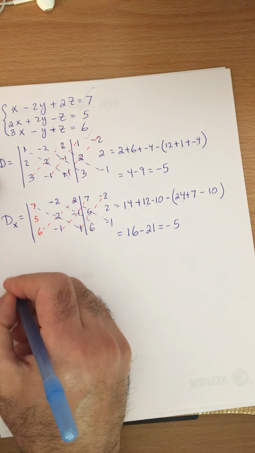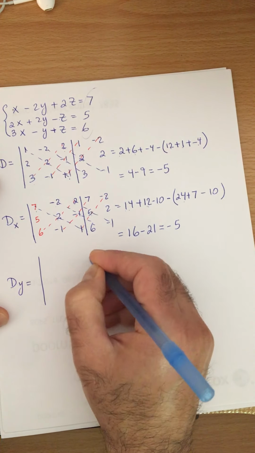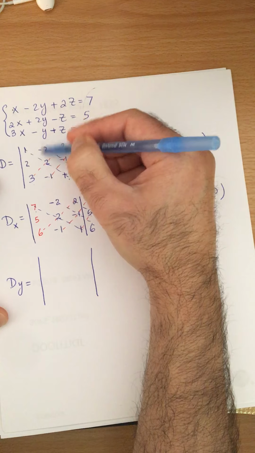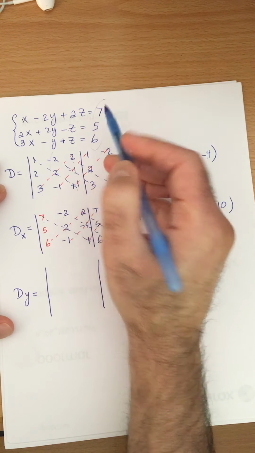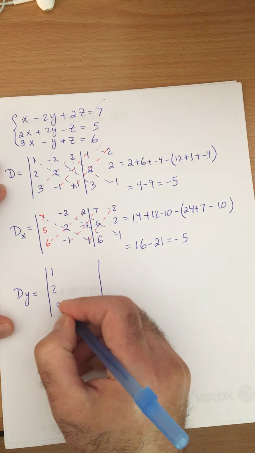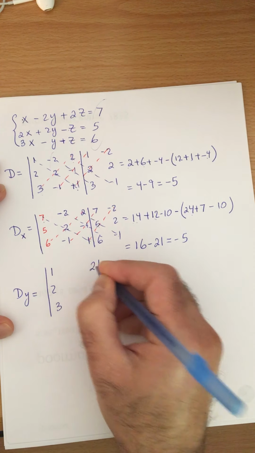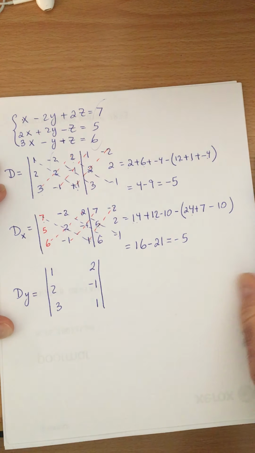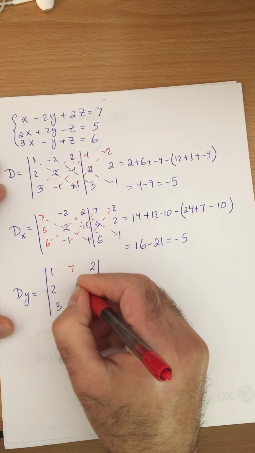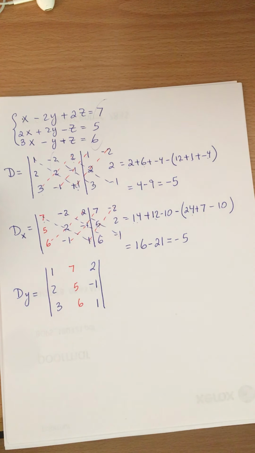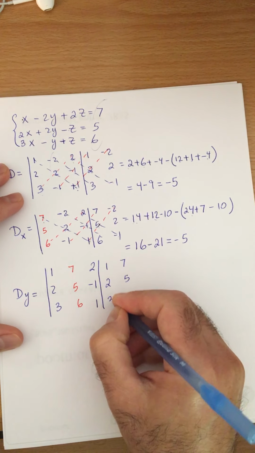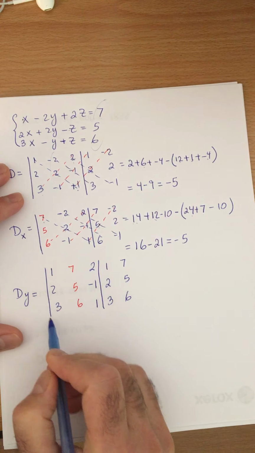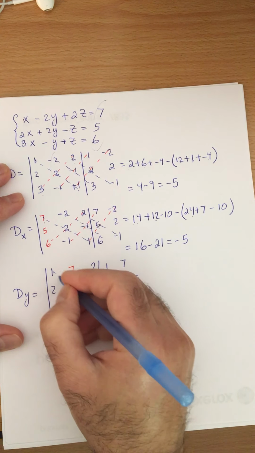Now, how do we do d sub y? So basically, for d sub y, you replace the y coefficient in the d determinant by the constant. So the x coefficient stays the same, these stay the same. But I'm going to replace the middle column by 7, 5, and 6. Okay? And then copy them. Right, 1, 2, 3, 7, 5, 6. Okay, so let's do this.